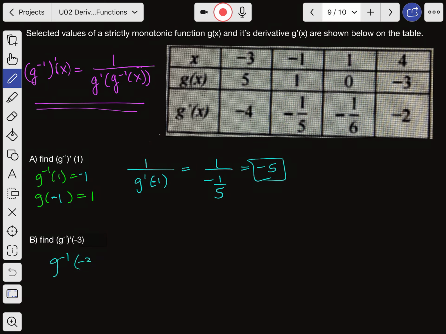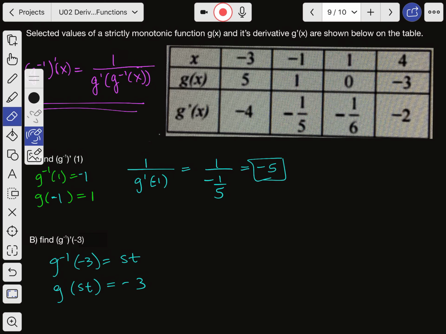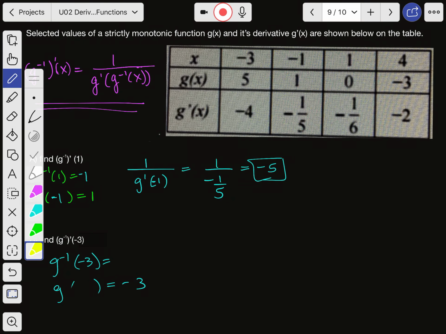The inverse of negative 3 is equal to something. So g of something is equal to negative 3. So I'm looking for an output value. What input's going to give me an output value of negative 3? That's 4. That's my something. So get rid of something. We just named it 4.